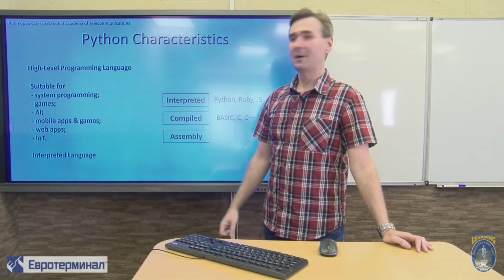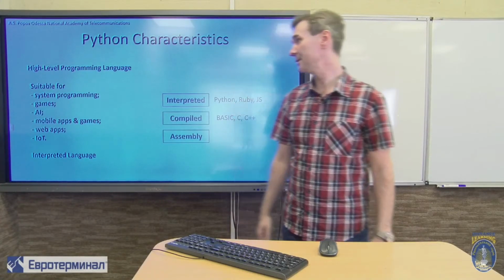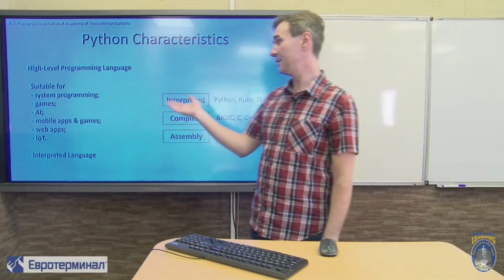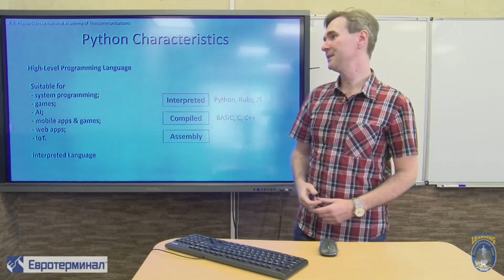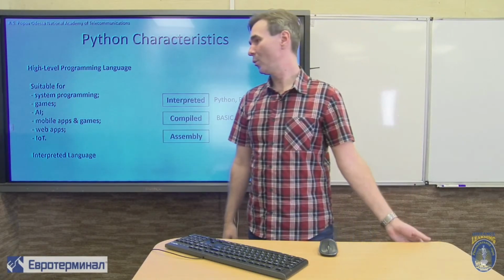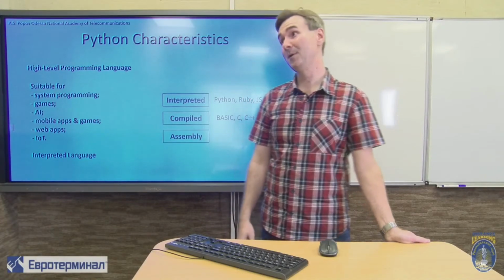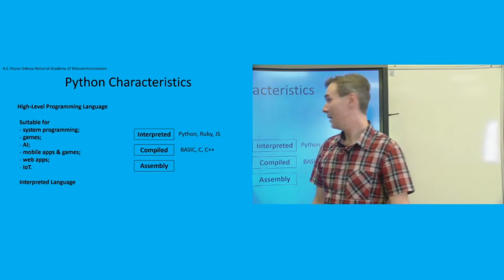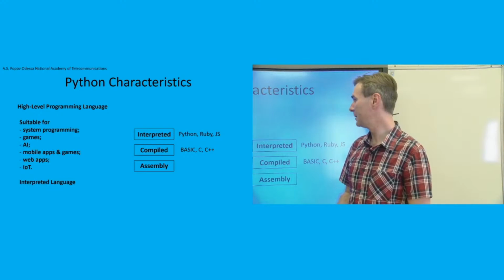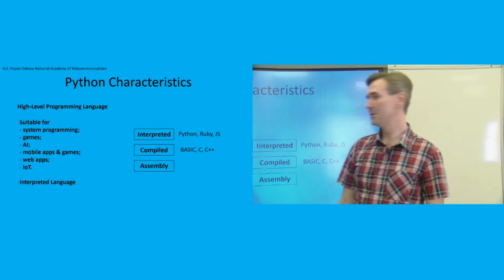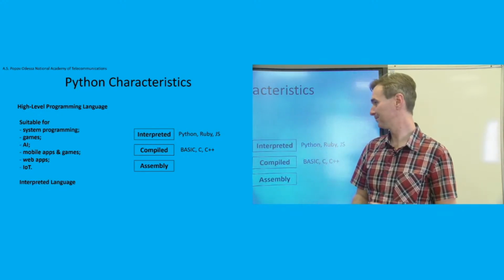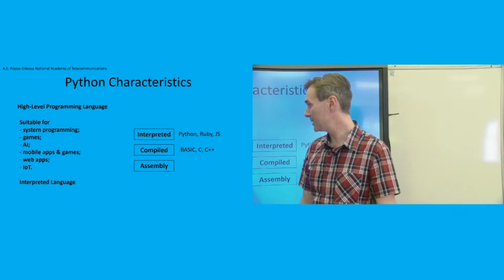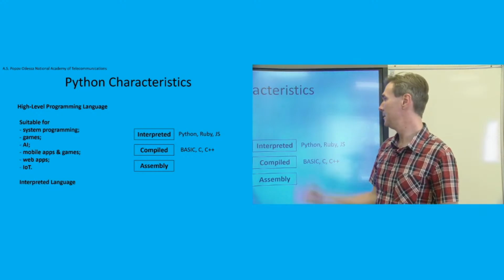Then, you can use Python for system programming. Of course, you can write system tools and utilities using Python. You can write games using Python, artificial intelligence implementations as well. I have been involved in several projects where we had to write neural networks, and for those tasks Python was the only choice. Mobile applications and games are also well developed in Python. You can use Python to develop web applications, and it is highly suitable for the Internet of Things. I have been involved in several IoT projects, and those projects were carried out using Python.